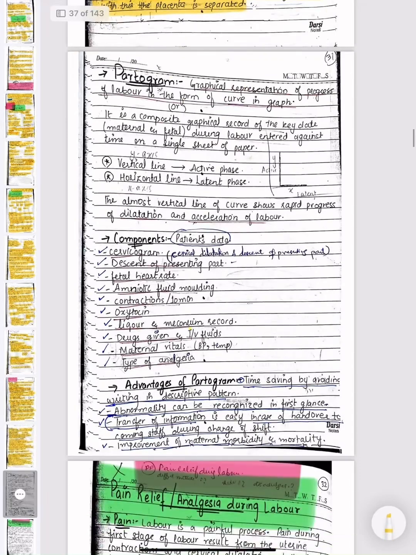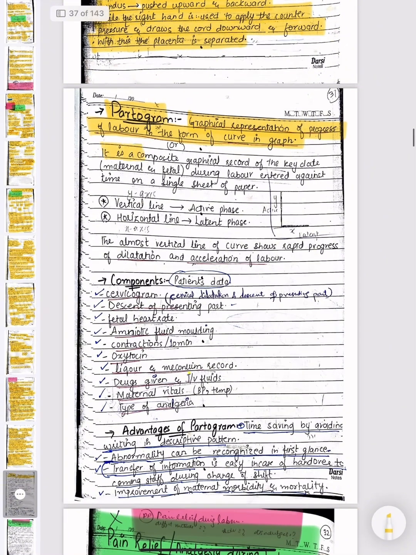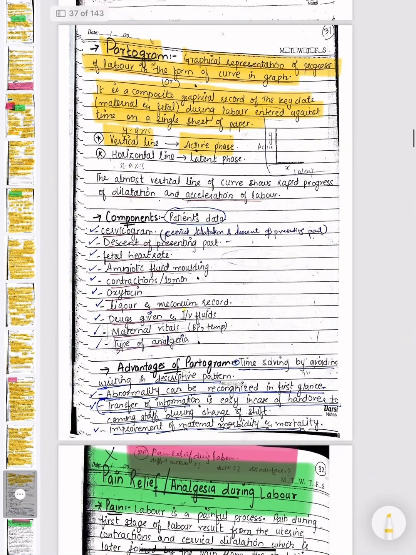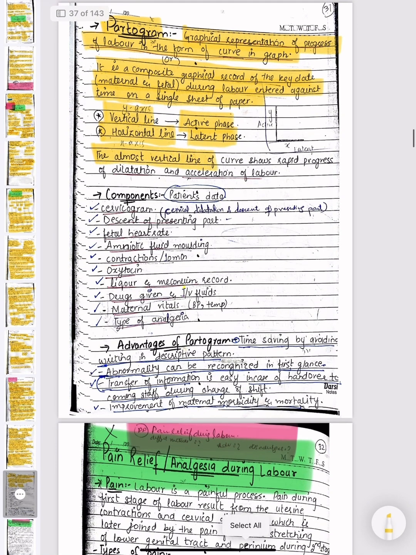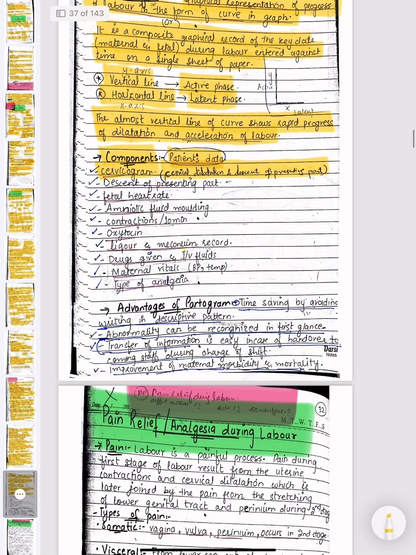Now, the partogram. It is a graphical representation of the progress of labor in the form of a curve in a graph. It is a composite graphical record of the key data, maternal and fetal, during labor, and it is entered against time on a single sheet of paper. Then a vertical line is drawn, which is the active phase, and a horizontal line is drawn, which is the latent phase. The almost vertical line of the curve shows rapid progress of dilatation and acceleration of the labor.